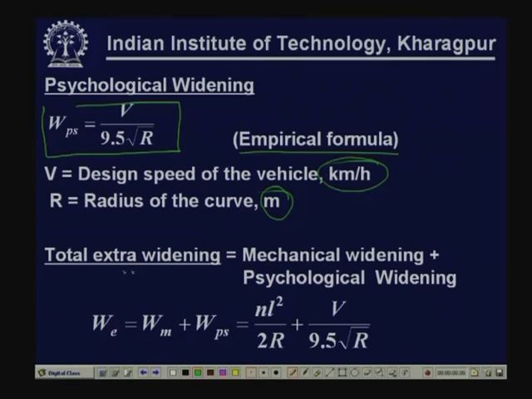So, total extra widening is nothing but mechanical widening plus psychological widening. That is nL square by 2 R plus V by 9.5 root R. So, one can calculate the required extra widening on a curve, depending on the design speed and also on the number of lanes and the radius of curve.